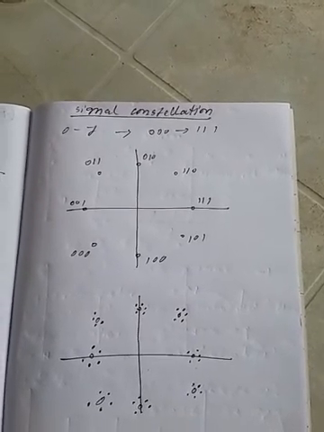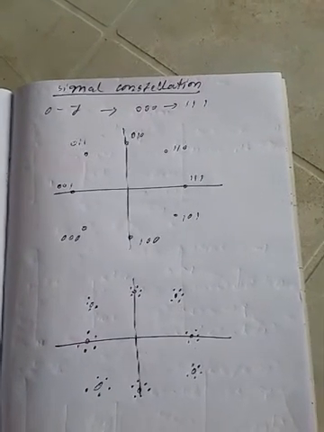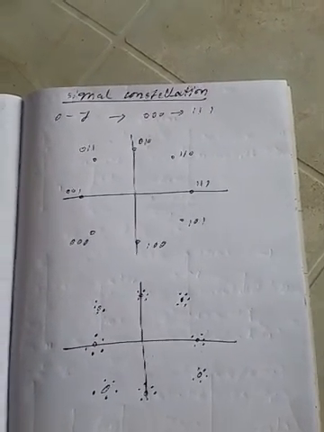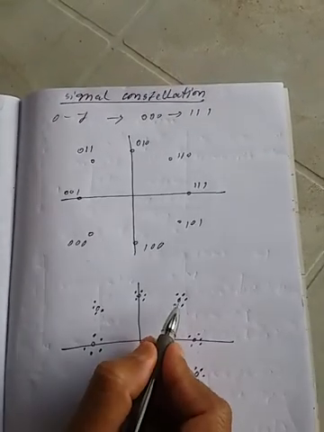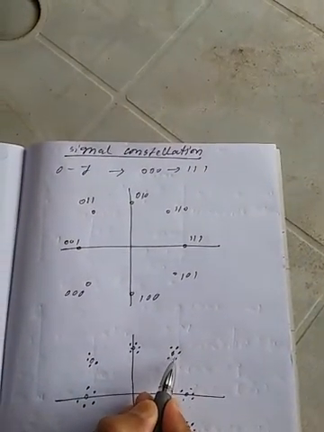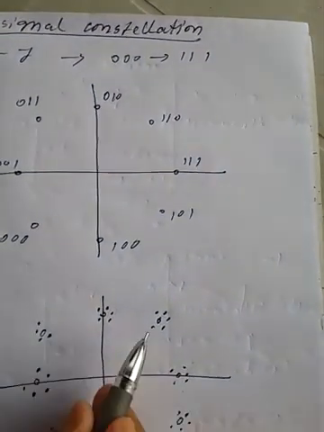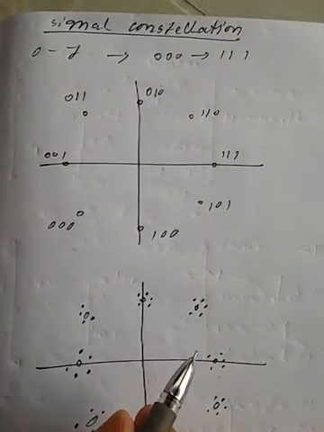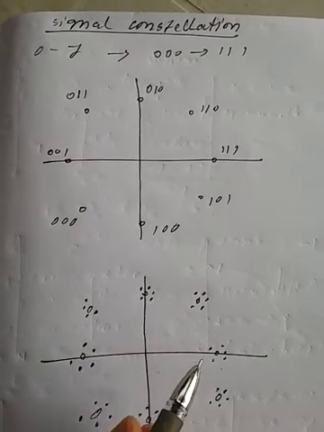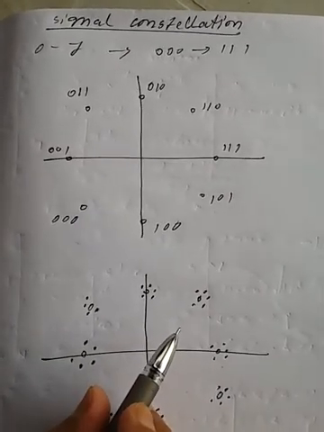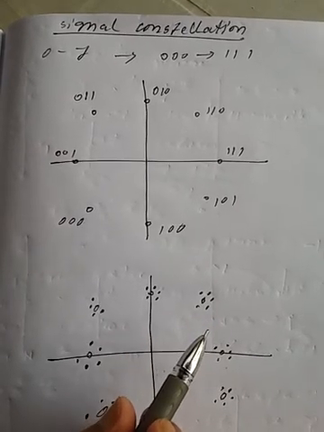So with this constellation arrangement, it is less likely that distortion or deterioration of the signal will result in a transmission error. These small circles indicate the actual signals, and these dots represent the distortion or noisy environment. So these are basically noise signals.